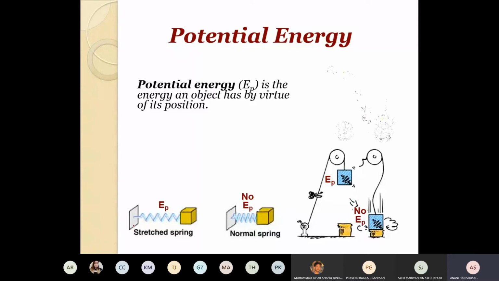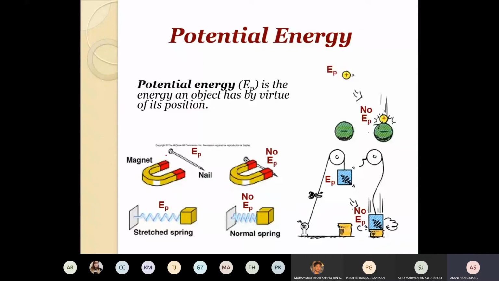Okay. So GPE, positive to negative. And magnets also have potential energy, due to the magnetic field.